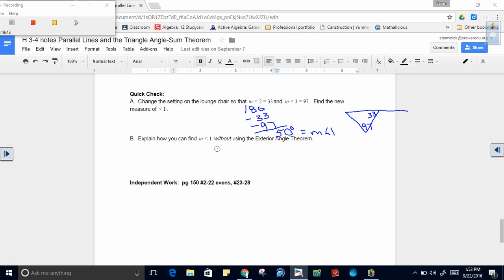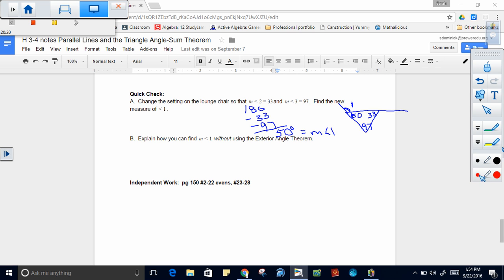And then, my final thing, explain how you can find the measure of angle 1 without using the exterior angle theorem. And if you think about it, we just did, right? We just used that triangle instead. So they're talking about, and I'm so sorry, this exterior angle. Look at your pictures closer. That's angle 1. So if this was angle 1, what I just figured out, this right here would be 50. I'm so sorry, you guys.